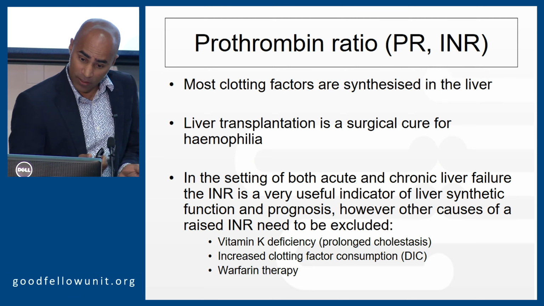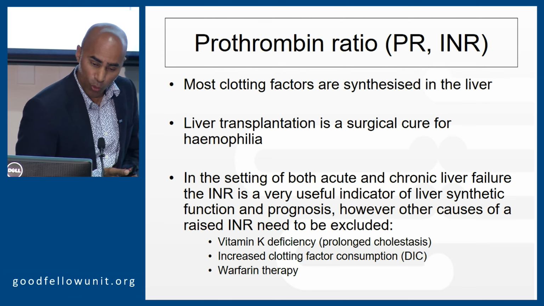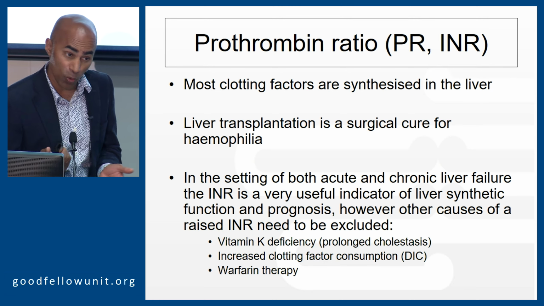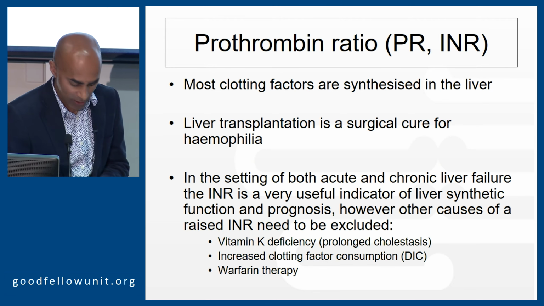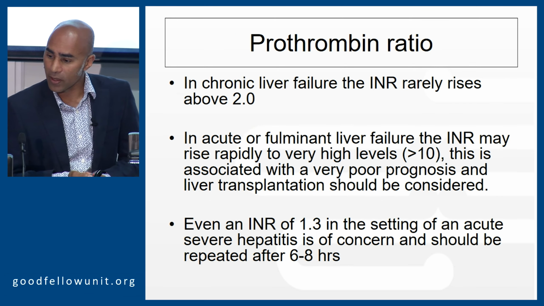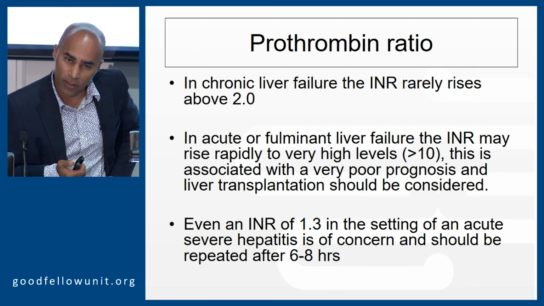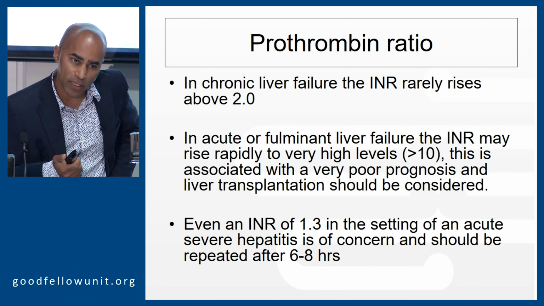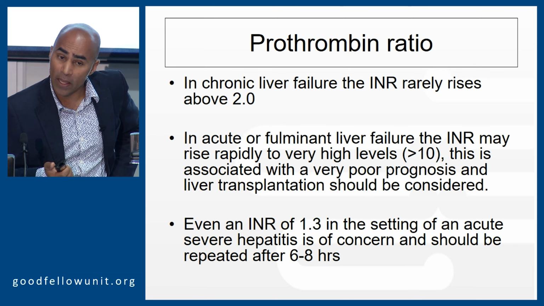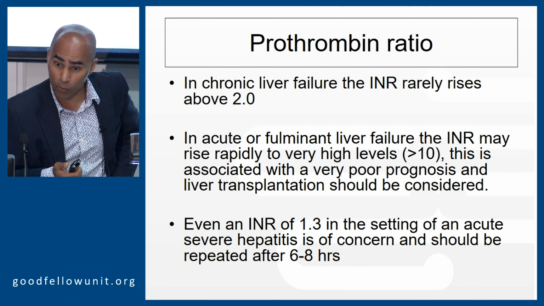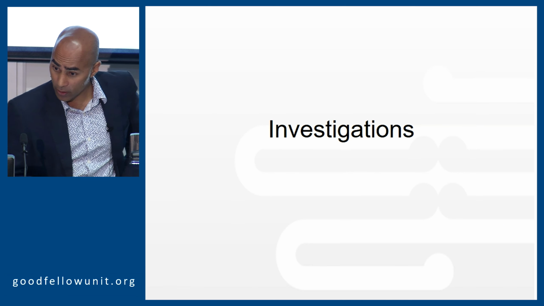INR: clotting factors are synthesized in the liver. Again, there are a number of other causes for why the INR might be elevated, so think about those as well, including warfarin therapy. We've all been caught out by that before, potentially. Again, as I mentioned before, it's important to look at the synthetic function. In chronic liver disease, the INR often sits at about 2. In fulminant cases it can go up to 10 very, very quickly, and we monitor that very closely. Even an INR which is slightly elevated, like 1.3, in your paracetamol patient needs to be watched fairly closely.